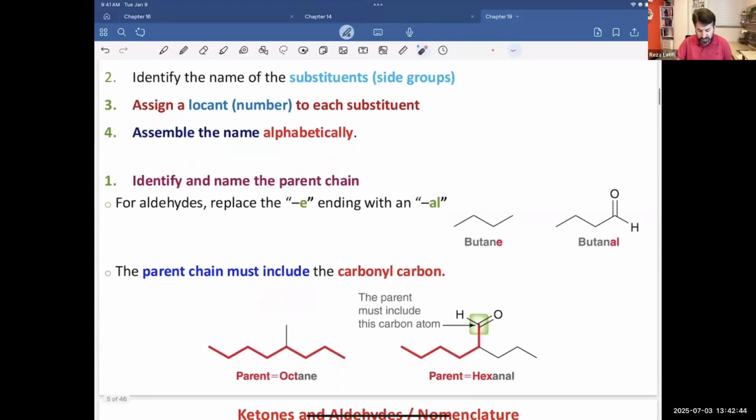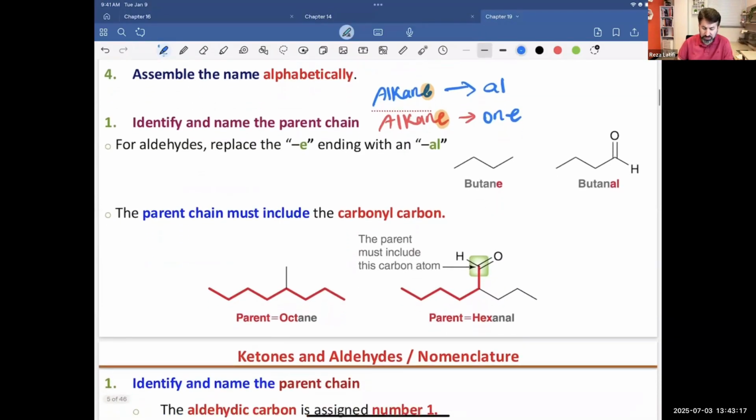In the case of an aldehyde, remember this: we take an alkane name, for example, and we replace the E by AL to turn it into an aldehyde. But for a ketone, again we have an alkane, we take the E and replace it by ONE.